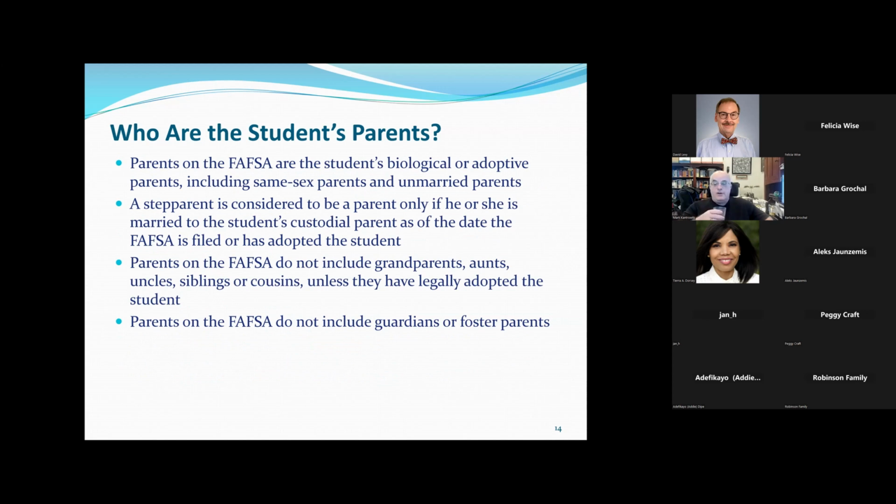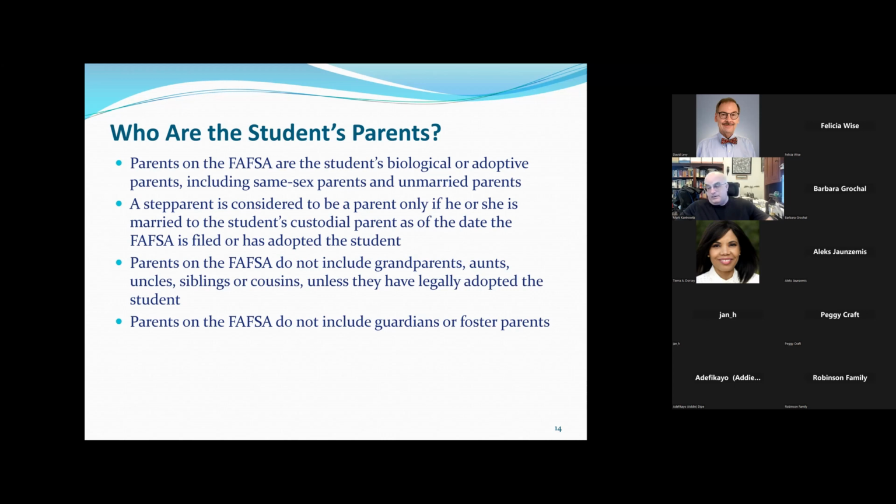Now, the FAFSA makes the question of who's your daddy or who's your mommy complicated. In addition to biological or adoptive parents, parents on the FAFSA now include a parent who is listed on the student's birth certificate, even if they aren't a biological or adoptive parent. Same-sex parents and unmarried parents are also considered to be parents on the FAFSA. It does not matter if the parent is undocumented or a foreign national, the parent does not live in the US, or the marriage occurred outside the US. They're still considered to be a parent.